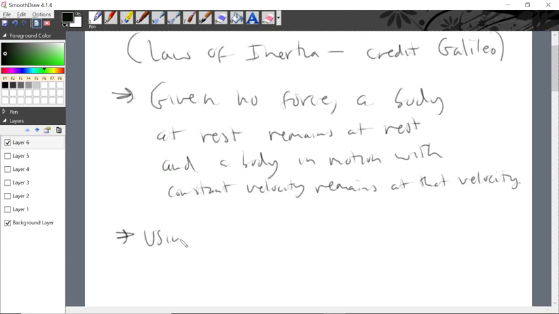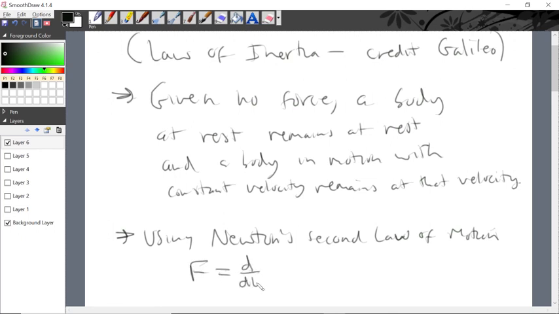Now, using Newton's second law of motion, the time rate of change of the momentum is proportional to the force that is acted upon the mass and in the same direction as that force. That is, the force is equal to the time rate of change of momentum. And mass times velocity is the momentum.